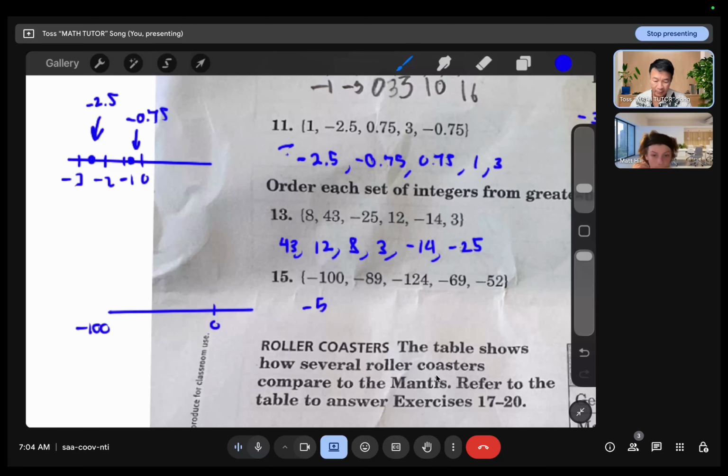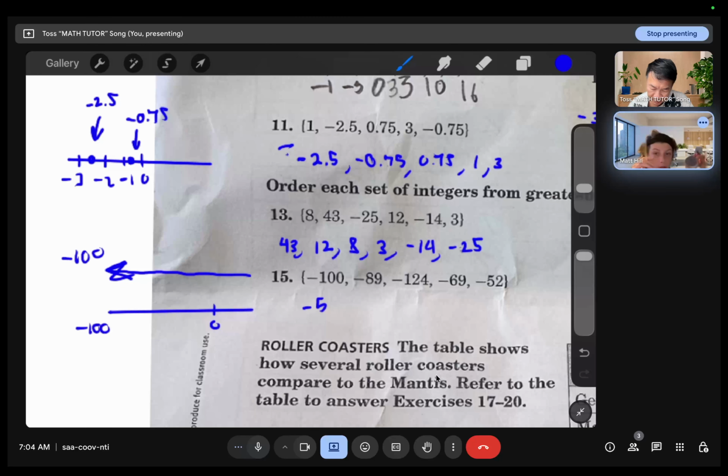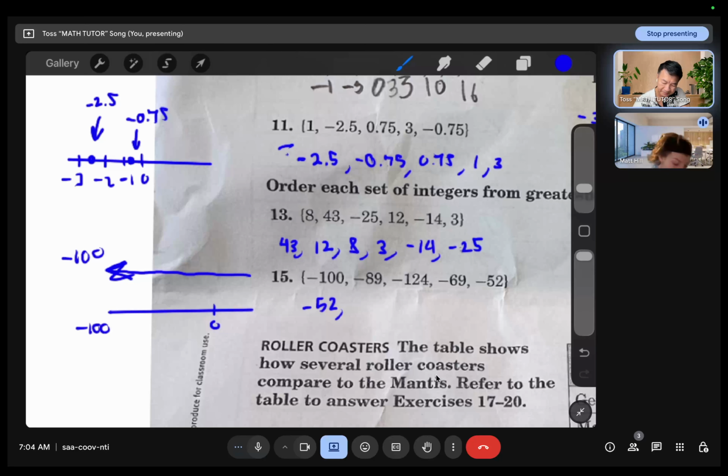Further away. Wait, greatest. Okay, greatest. That means, look, don't forget, we're going this way. Negative 52 is the first one. Good. Next one. And then negative 69. Yep, you got it.